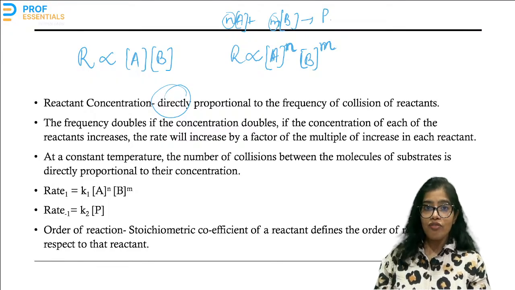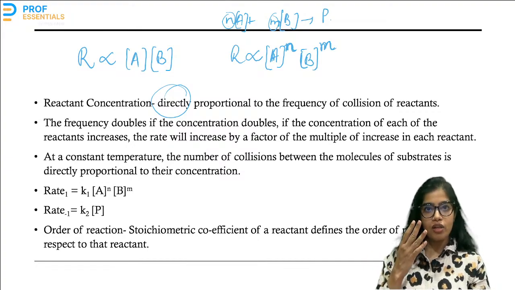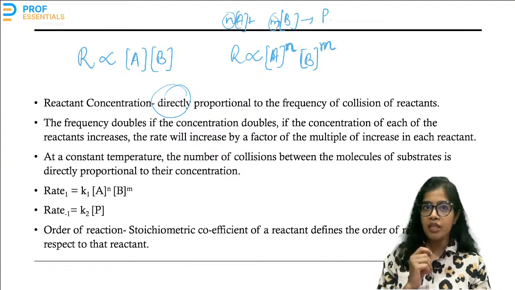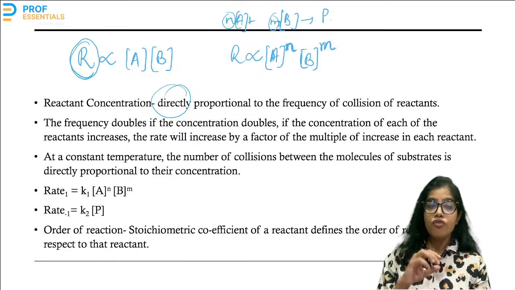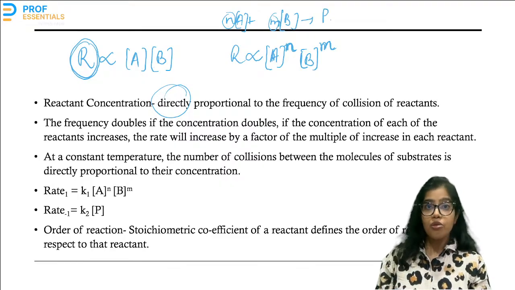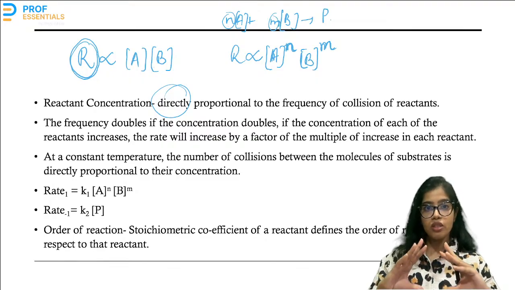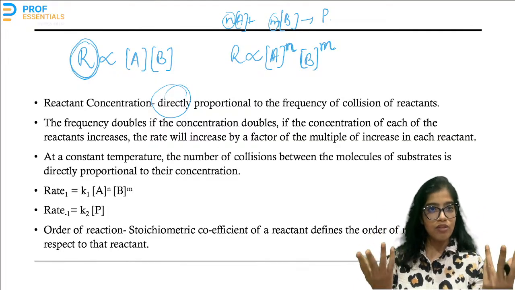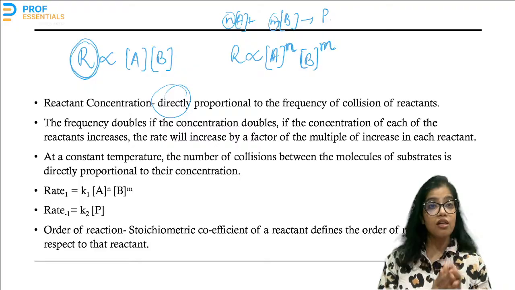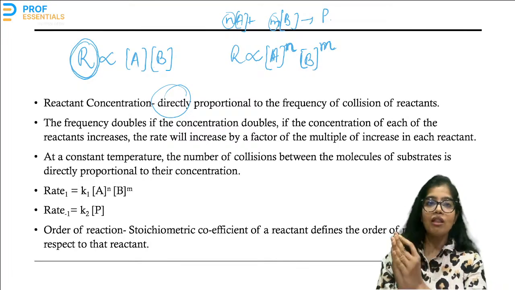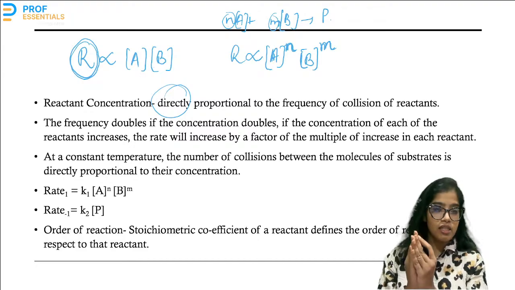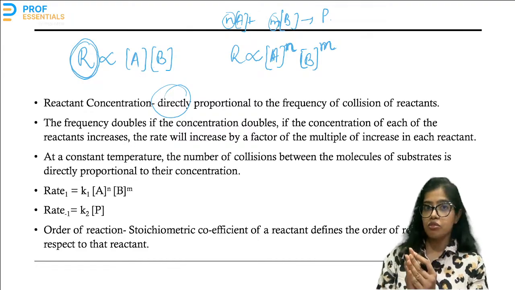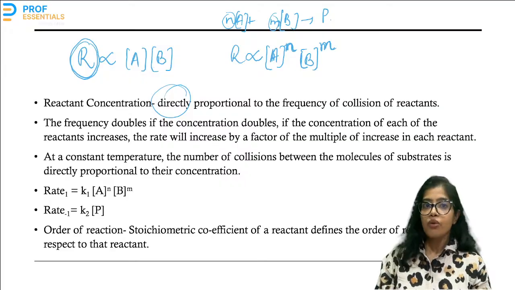So if the concentration of B is doubled and the concentration of A is doubled, then the rate will be increased fourfold, right? So it will be 2 into 2. Understood? The factor by which the rate increases or decreases is a multiple of the increase in the concentration of all the substrates. Okay, so this is how you represent it.